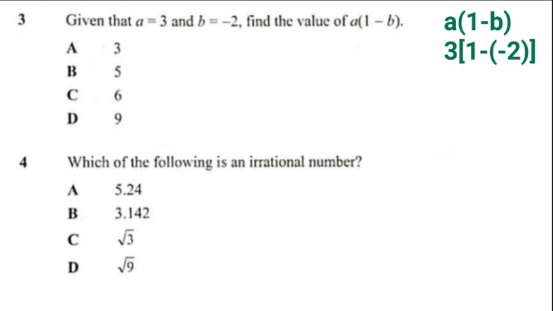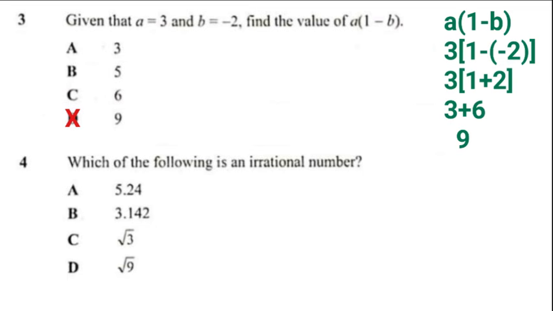Once I've done that, I'm going to evaluate the negative sign and -2. So first I'm going to write 3, open bracket, 1, negative times -2 will give me +2. Now I'm going to distribute 3 in those terms which are inside. So 3 by 1 is 3, 3 by 2 is 6. So it's going to be 3 plus 6, which is equal to 9. So the correct answer was D.